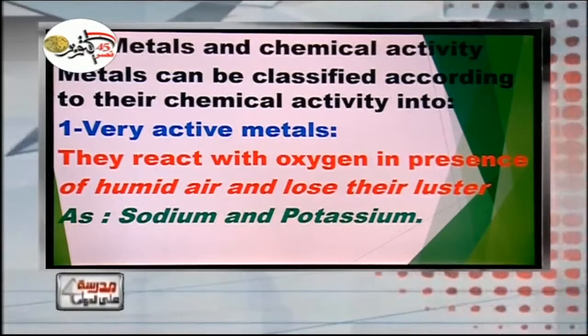So we can't leave sodium and potassium in free air, in the atmosphere. Why? Because they are very active metals. They react with oxygen and lose their luster and get damaged. Sodium will be sodium oxide, not sodium. Potassium will be potassium oxide, not potassium. So we have to find a method to keep sodium and potassium from reacting with oxygen. So we keep them under the surface of kerosene. There is a question that says, give reason for sodium and potassium are kept under the surface of kerosene. Why? Because they are very active metals.